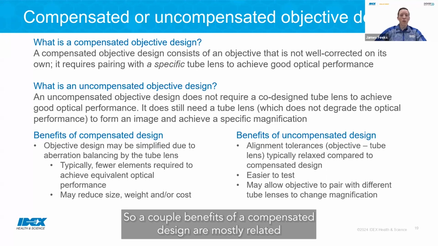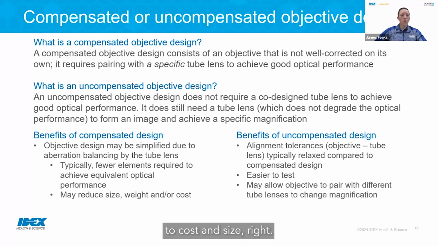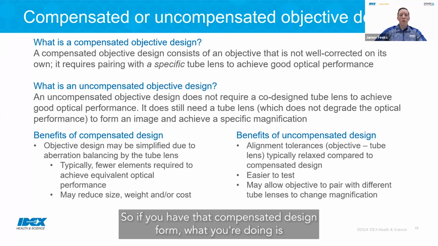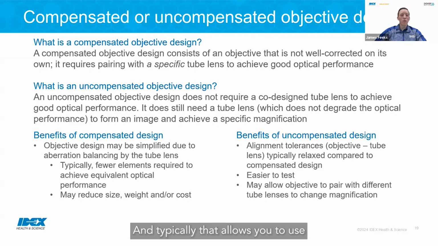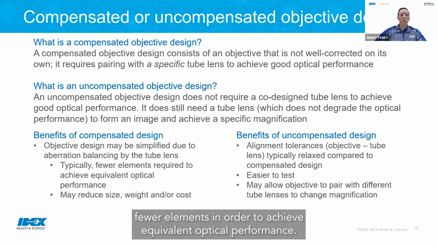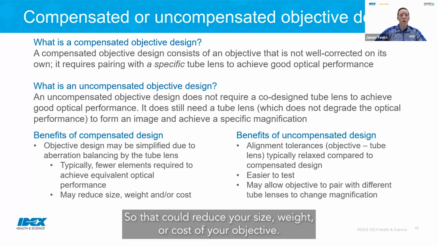And that tube lens needs to not degrade that great optical performance of your uncompensated objective. So a couple benefits of a compensated design are mostly related to cost and size, right? So if you have that compensated design form, what you're doing is aberration balancing between the objective and the tube lens. And typically that allows you to use fewer elements in order to achieve equivalent optical performance. So that could reduce your size, weight, or cost of your objective.